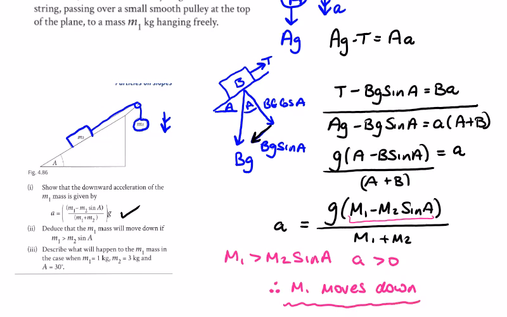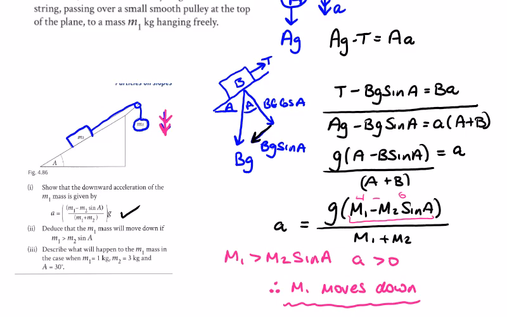If M1 is less than M2 sine A, we might get, say, 4 minus 6 in here, if M2 sine A is 6, and we'd have a negative acceleration, so it's going to move up, because we took the forces in the direction of motion to be positive acceleration going in that direction.